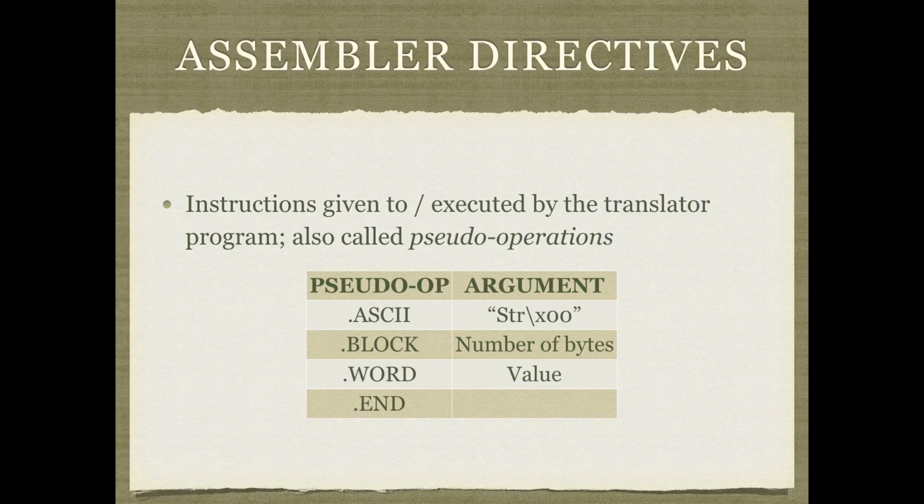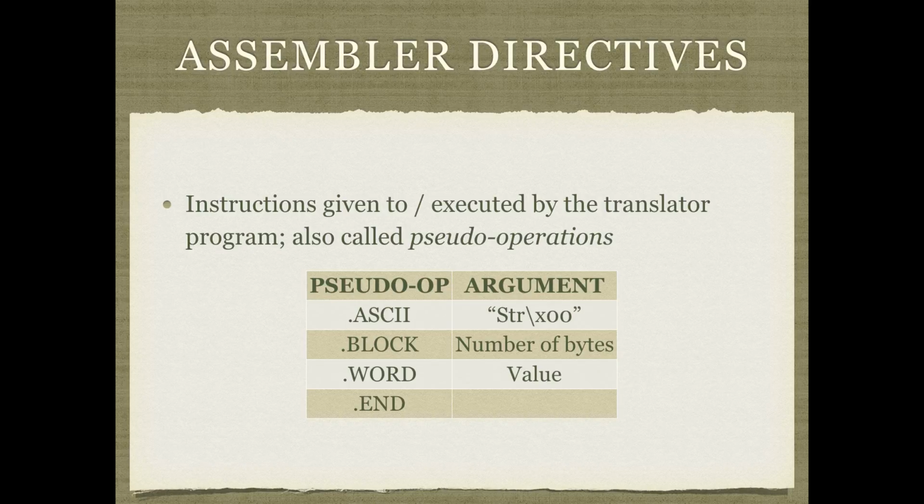So it allows you to reserve, allows you to allocate certain amounts of memory in order to be used for any reason, really. And .word is also a memory reservation operation, but specifically of a word size. So remember, 16 bits equals 2 bytes, which equals 1 word.